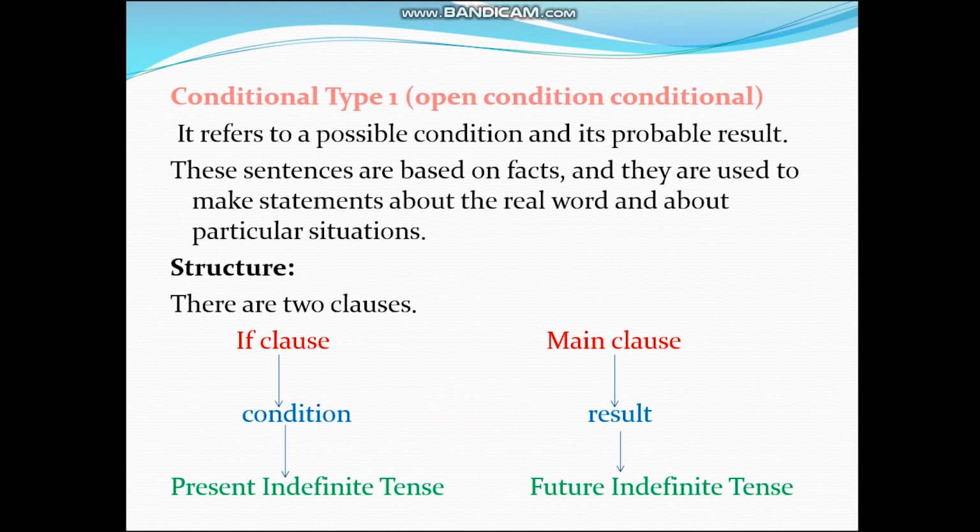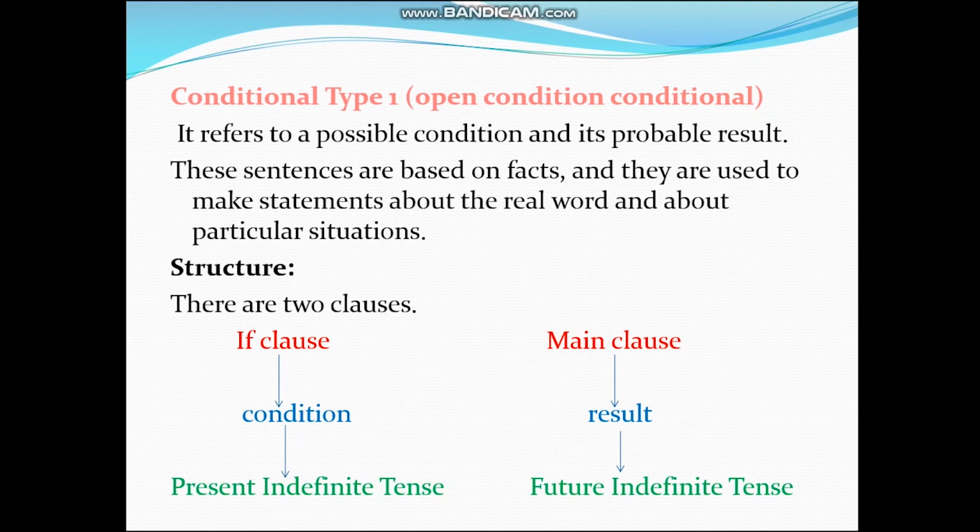These sentences are based on facts and they are used to make statements about the real world and about particular situations. So these are situations or conditions or statements for which we use conditional sentences. If we talk about in Urdu, इनको उर्दू में शर्तिया जुमले कहते हैं जिनमें जुमले के एक हिस्से में शर्त बताई जाती है और जुमले के दूसरे हिस्से में उसका नतीजा बताया जाता है.